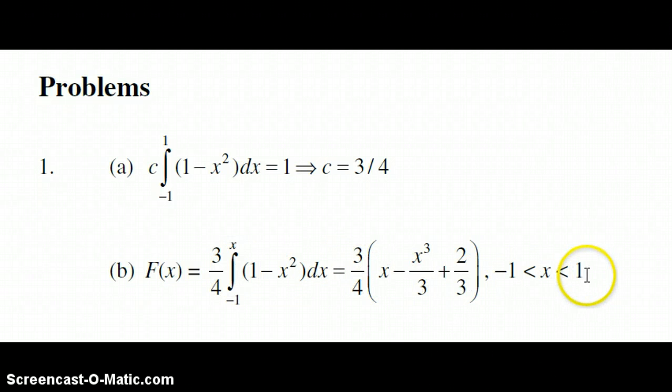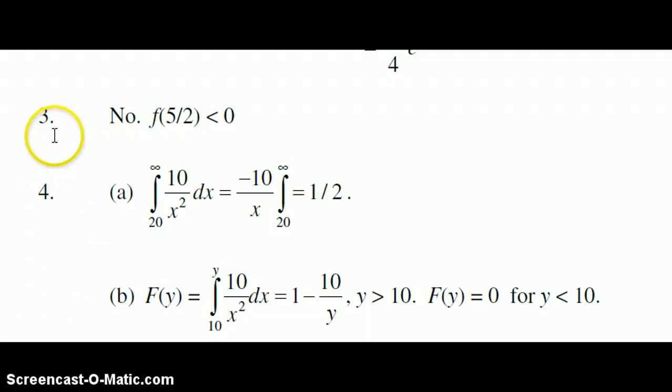And then it didn't ask us here, but what would f of x equal if x is greater than or equal to 1? Well, in that case, it would just equal 1 because we've achieved the full probability for the function. So from then on out, the probability would be 1 that x is less than or equal to any of these x's we choose greater than 1.